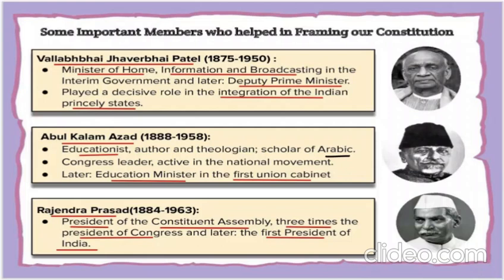Third, Rajendra Prasad. He was the president of the Constituent Assembly, three times the president of Congress, and later the first president of India. So he was only ever a president. First president of the Constituent Assembly, then of Congress, and at the last the president of India.